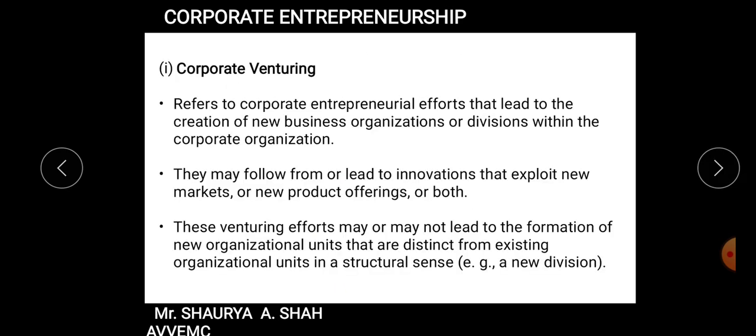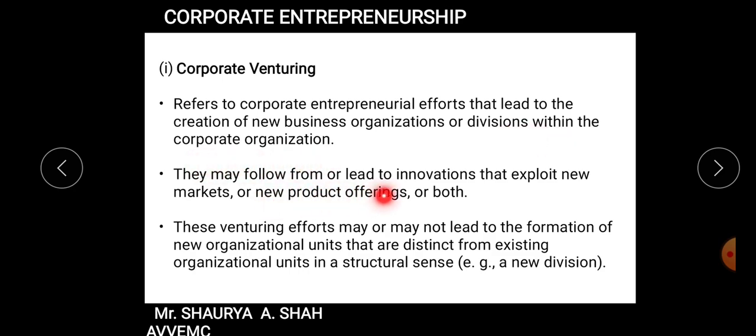But before that we need to study corporate venturing. I hope it is clear. Fine. So what do you mean by corporate venturing, students? It refers to the corporate entrepreneurial efforts that lead to creation of a new business organization or division within the corporate organization. We had studied the concept of joint venture two lectures back. So what do you mean by venture? Venture may be any kind of new business which is run by the existing organization.